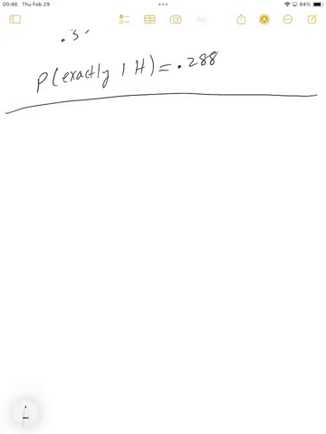So for that reason, we are going to use the TI calculator. There are two functions that we are going to use. One is called binomial PDF. And another one is called binomial CDF.